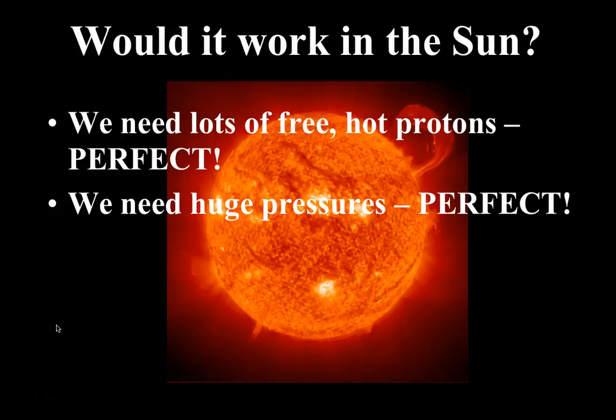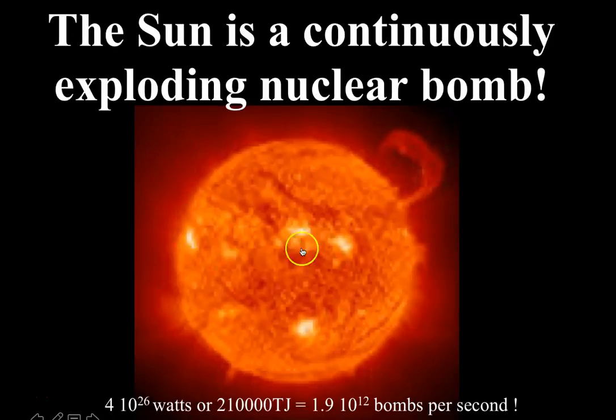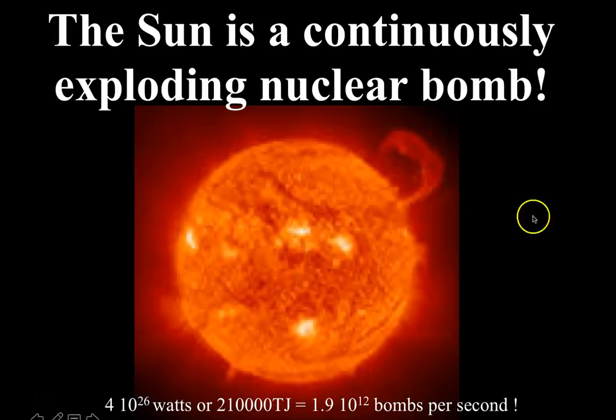So in order to make this work, we need to have a lot of hot, free protons floating around. We need to have high pressures, and the sun's got that in abundance. Remember, the core of the sun, we think, is about 150 times the density of water, and the temperatures in here are about 15 million degrees Kelvin. So things are moving very, very quickly, and the densities are very, very good.